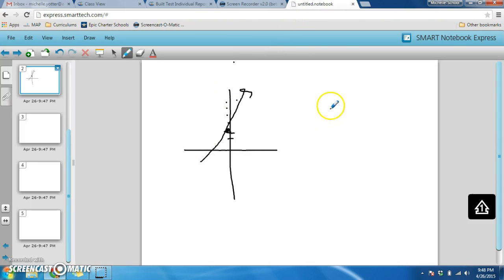Okay, so remember y equals mx plus b. Anything touching x is your slope. This is where it crosses the y-axis. This is your slope.